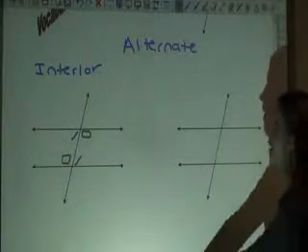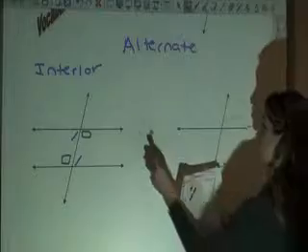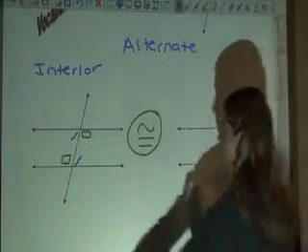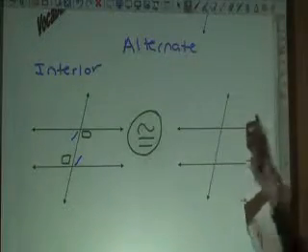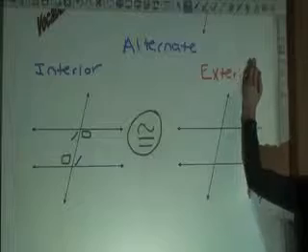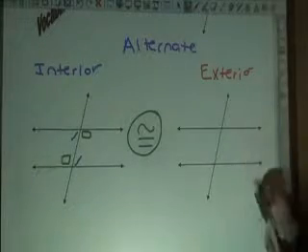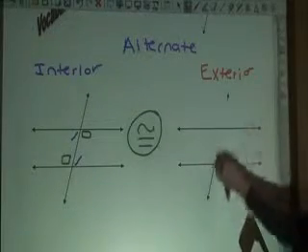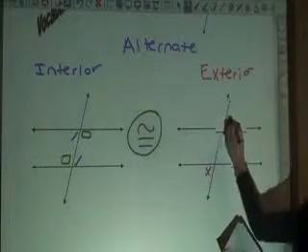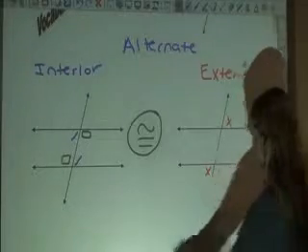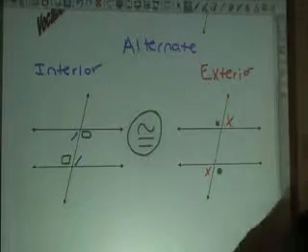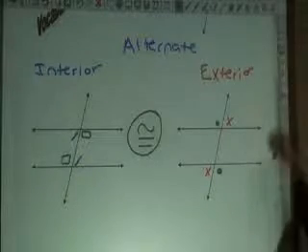Okay, alternate interior angles and alternate exterior angles are congruent. Very important. So over here, we're going to write exterior. If I'm talking about exterior angles, you jump across outside. This is what you're jumping across, the transversal. So here is one pair, and here is my other pair. Make sense?